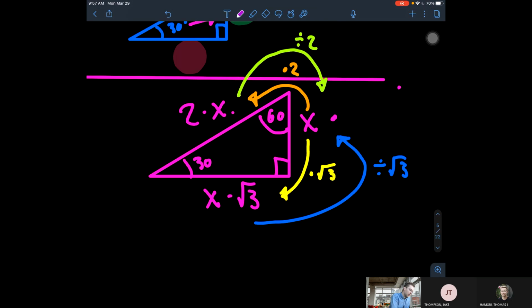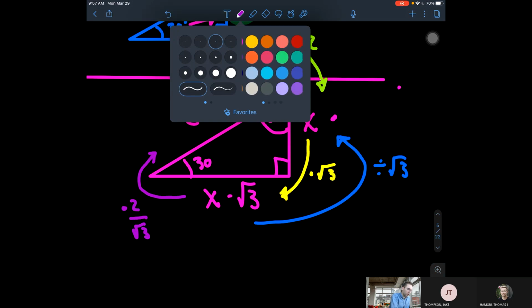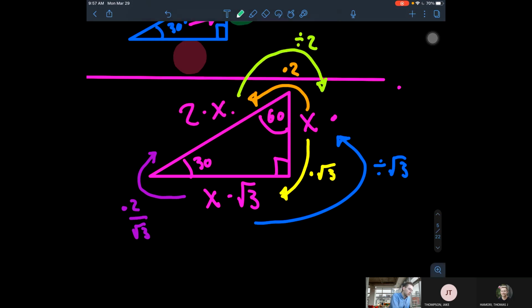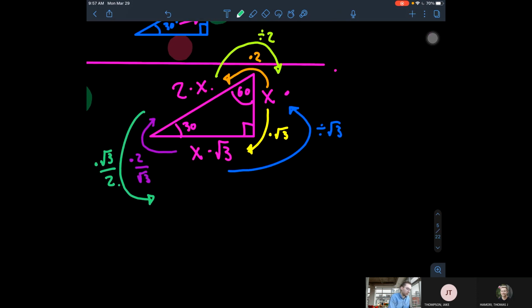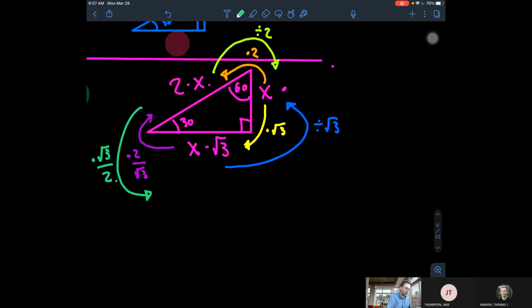Well, if we want to go from this side to this side, we should multiply by 2 and divide by the square root of 3. And if we want to go from this side to this side, we should multiply by the square root of 3 and divide by 2. Okay, so this is our key for what we should do on a 30, 60, 90 triangle. It's a little bit harder in the 45, 45, 90 triangle because we have 3 different sides.